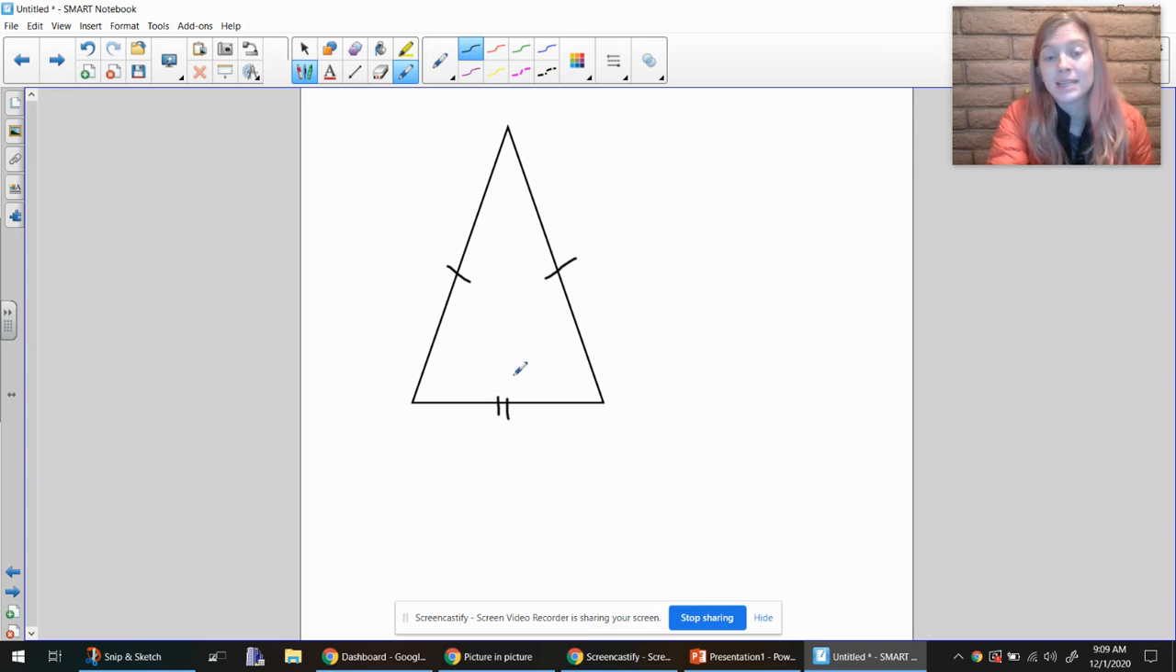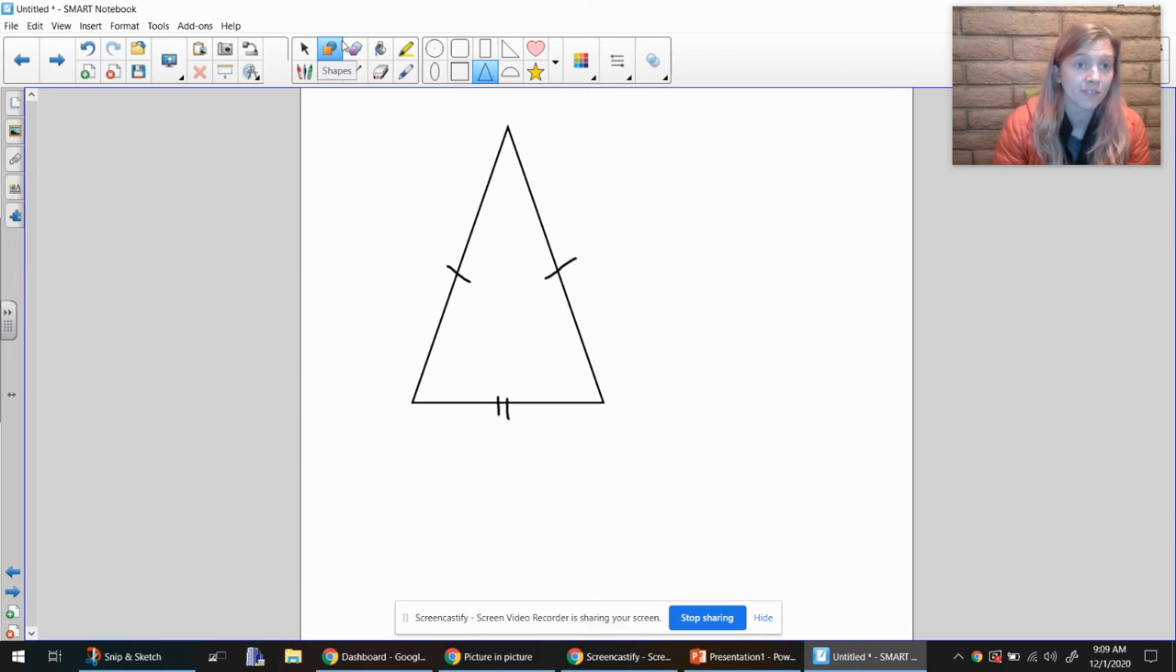This is different from an equilateral triangle, which has three congruent sides, and a scalene triangle, which has all different sides.